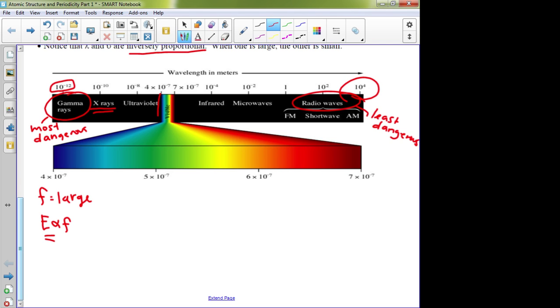All right. And so then we have our visible light spectrum somewhere in the middle. So this is the only part of the electromagnetic radiation spectrum that obviously we can see. Okay, this is the only one we can see. So we've got our violet down here. And then we've got our red down here. Which one's most dangerous? Violet. Violet, and then red would be the least.